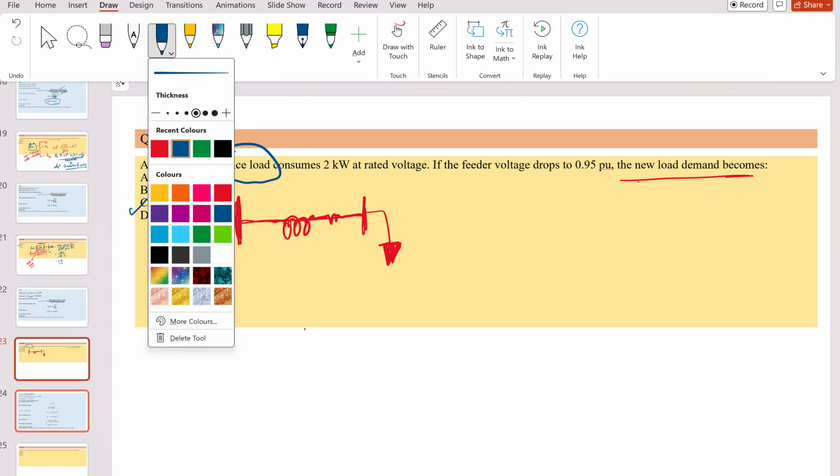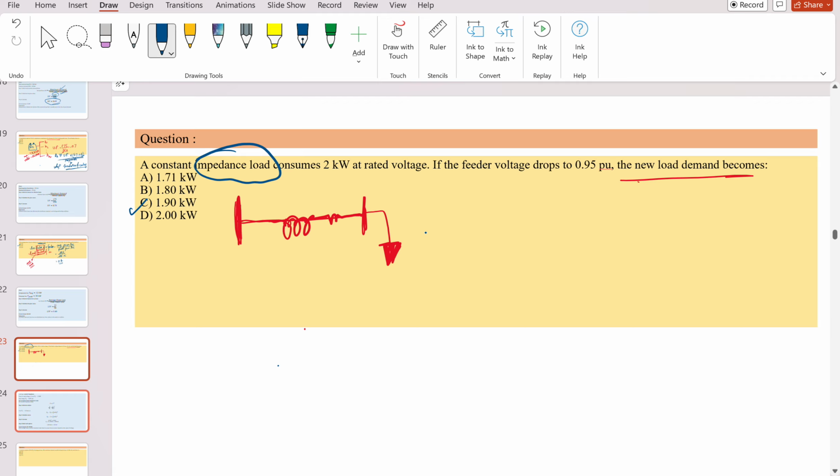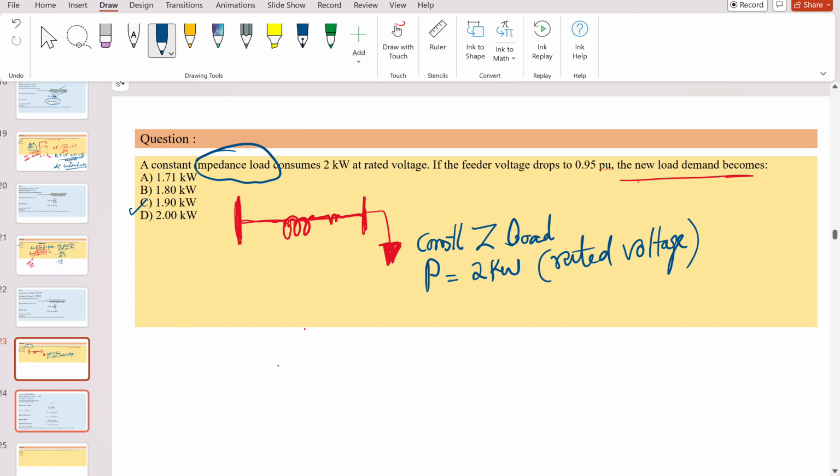So what is given? Given is that this is a constant impedance load, constant Z load. Also given is the power it is consuming, 2 kilowatt at rated voltage. Rated voltage, this is very important. At rated voltage, it is consuming 2 kilowatt.